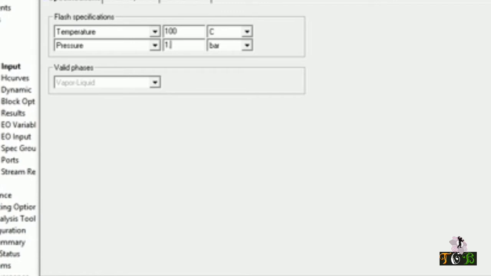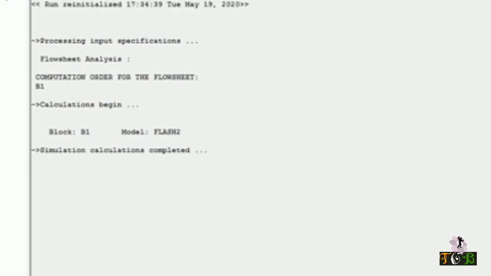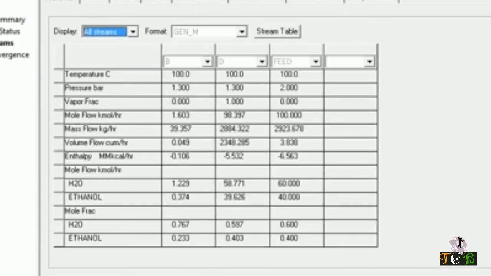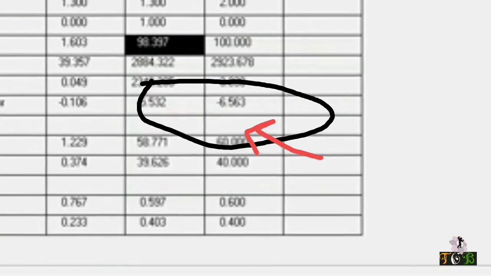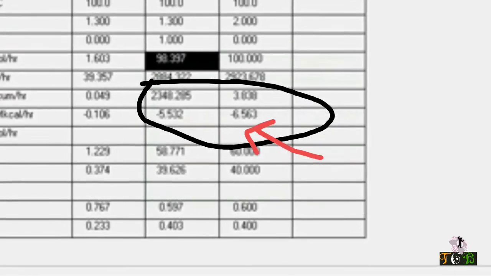Now I'm gonna reduce the pressure to, let's say, 1.3. Okay, so we are doing more pressure drop, and let's see what happens. So I'm just gonna run the simulation. I have zoomed in on the screen so you can see easily. So let's go to the stream results. Okay, so here we see that most of the liquid has been vaporized. You can see the flow rate of our D stream is very high.